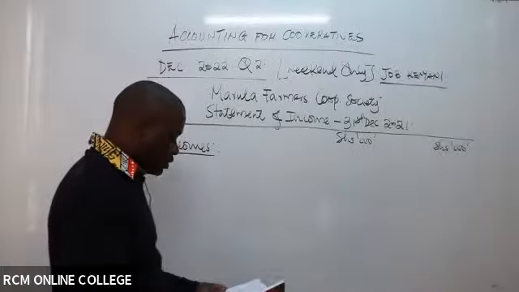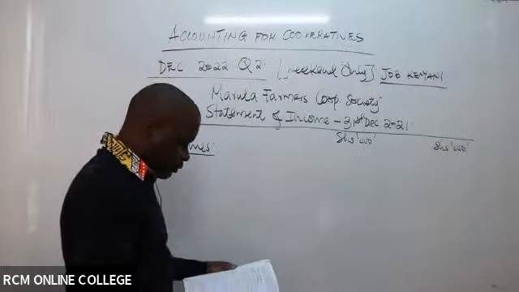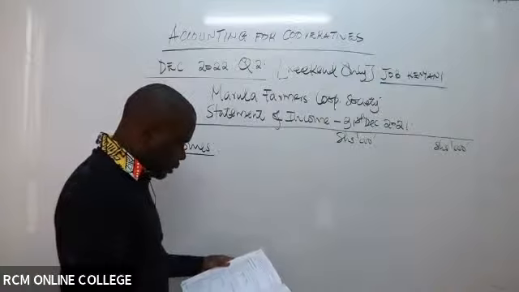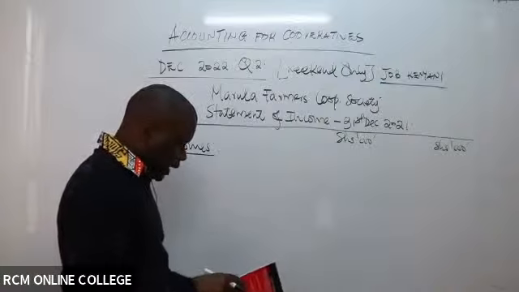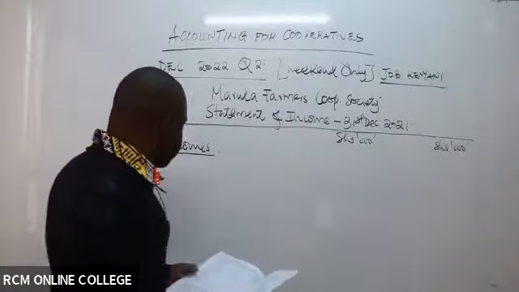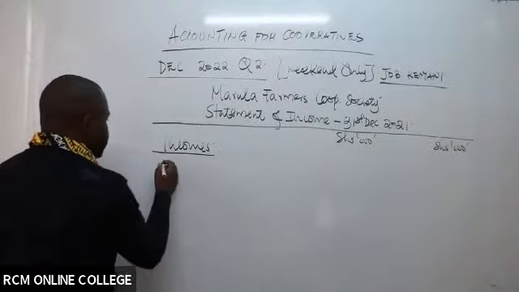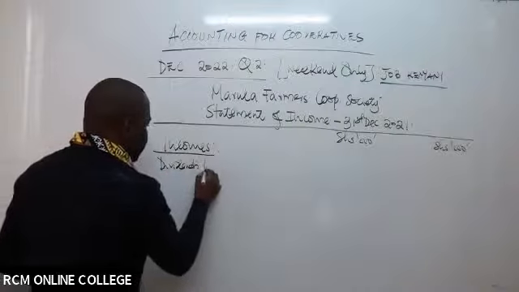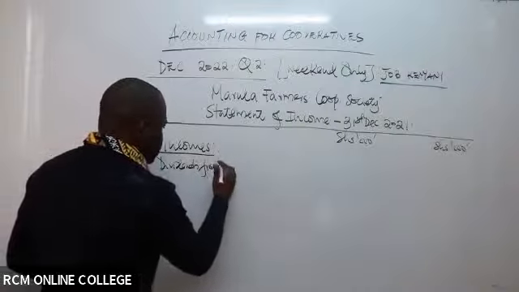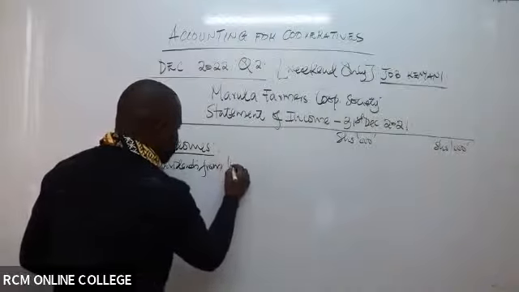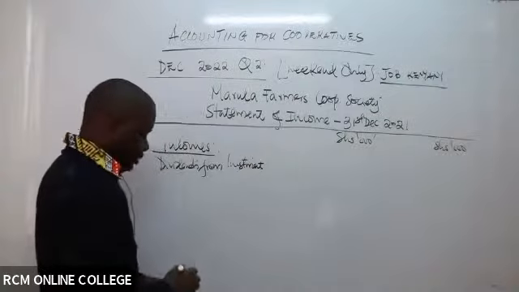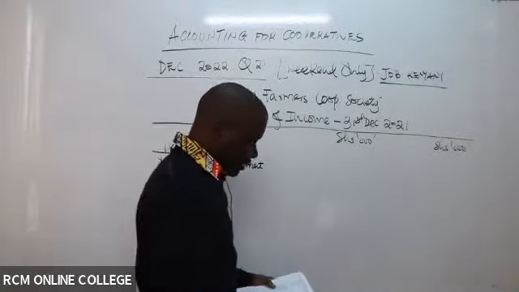So if you look at our trial balance, we have dividends from investments. You can see dividends from investments. Looking from the top, dividends from investments, it is how much?